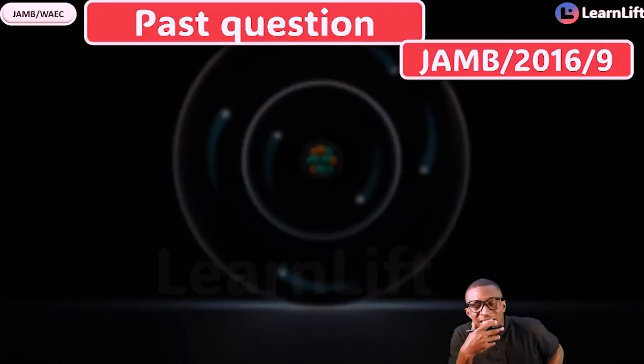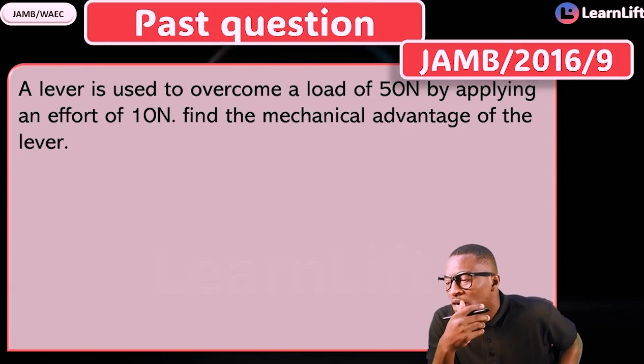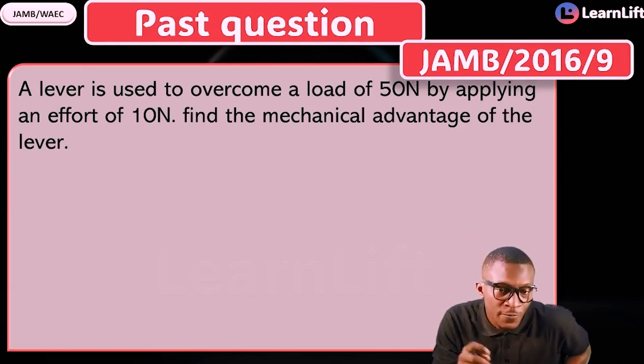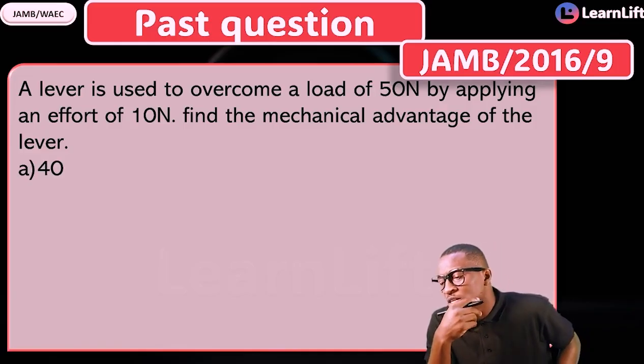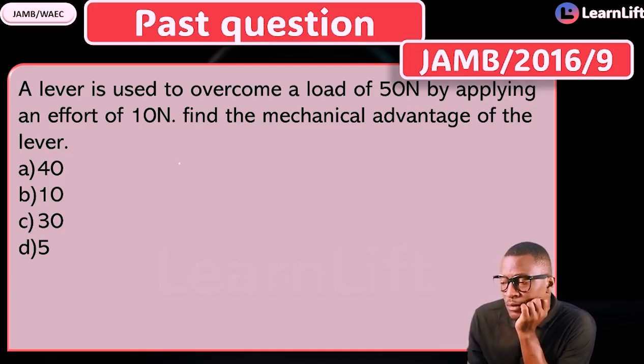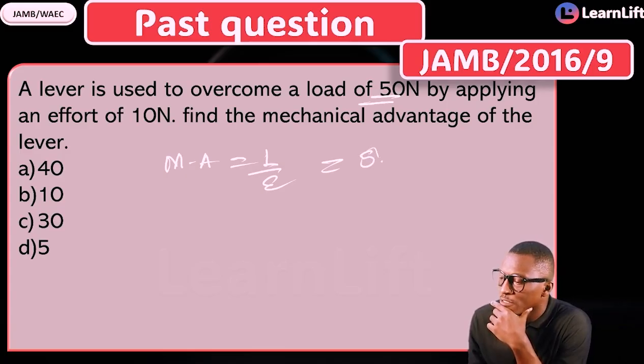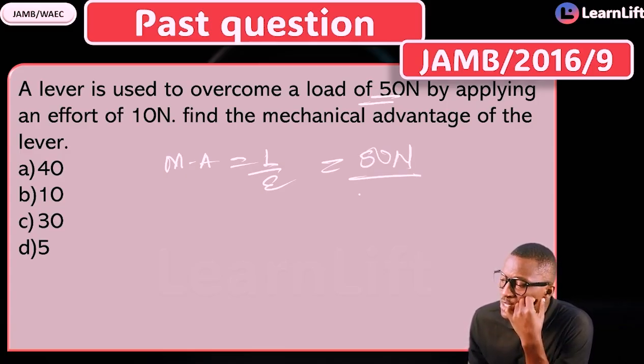Are you catching light? JAMB 2016 question 9. The question says that a lever is used to overcome a load of 50 Newton by applying a force of 10 Newton. Find the mechanical advantage. You're given the options and so on. Everybody, what's the formula for mechanical advantage? Mechanical advantage is equal to load over effort, right? So we're given a load of 50 Newton. That's 50 Newton all over what again? We're given the effort.